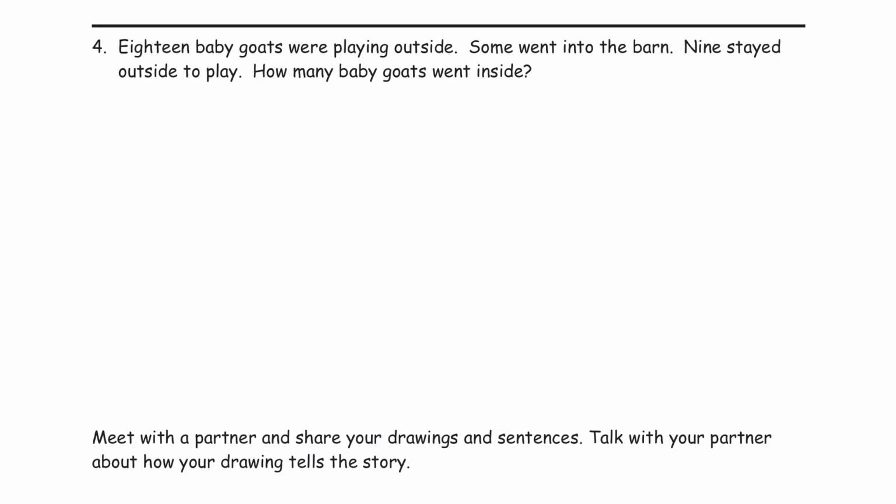Welcome back, boys and girls. So number 4 is 18 baby goats were playing outside. All right, so we've got 18 baby goats total. Some went into the barn. Oh, there's that some. We don't know what that is. Some went into the barn. Some. Okay, so that's our mystery number. Some went in the barn. 9 stayed out to play.